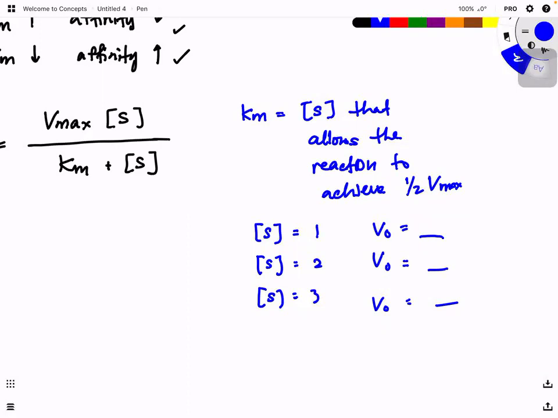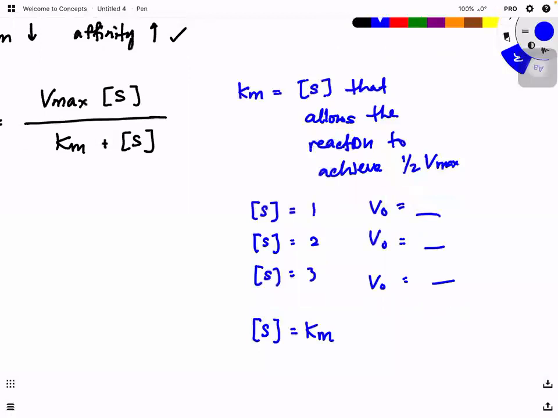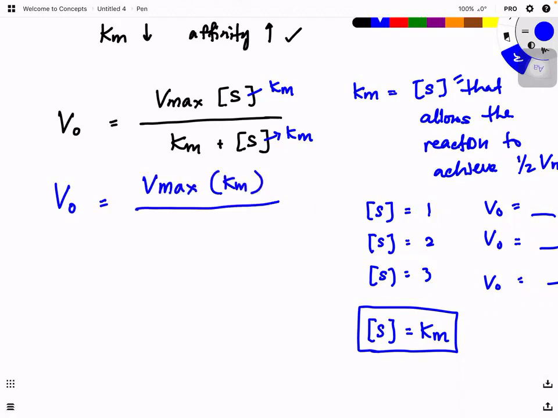Okay, but let's say it so happens that my substrate concentration now equals the Km. What is the Km? Km is a substrate concentration, right? If I increase 1, 2, 3, 4, and let's say Km equals 5, so I increase until 5, what will happen? It means that my substrate concentration now equals Km, correct or not? So my V naught, my rate of reaction, equals Vmax multiplied with Km over Km plus Km. So Km and Km can cancel.